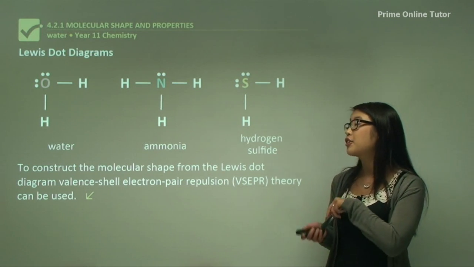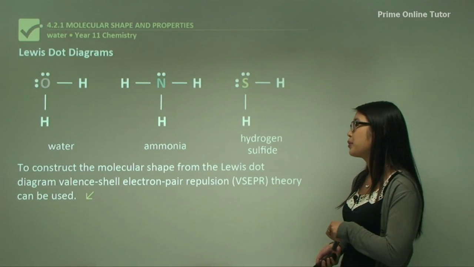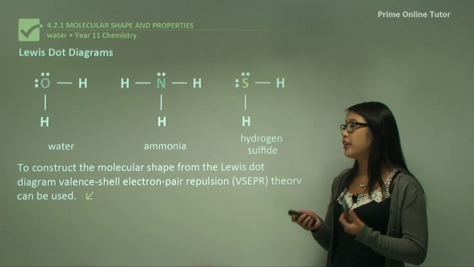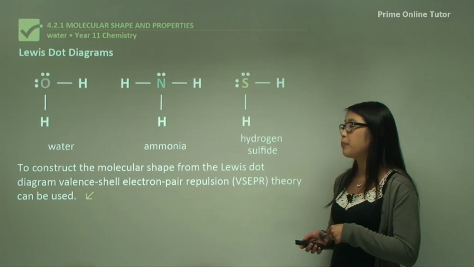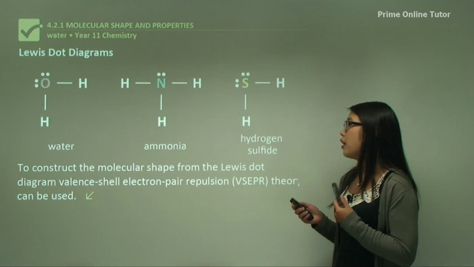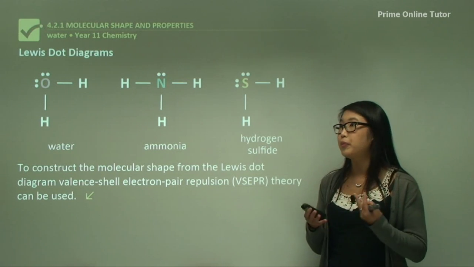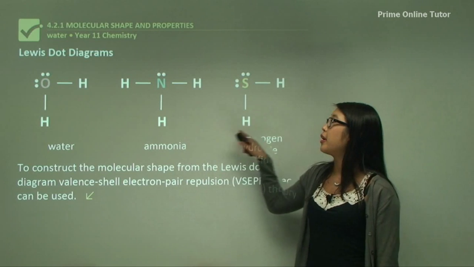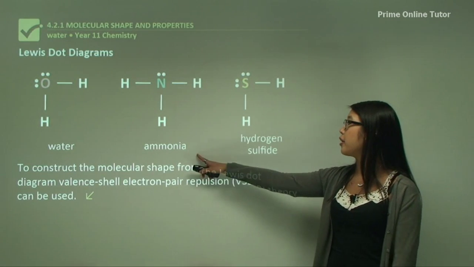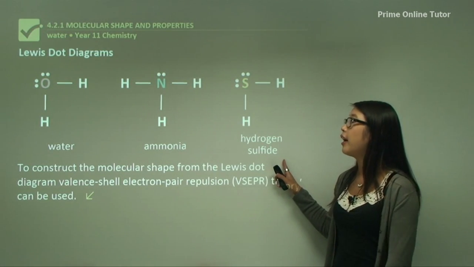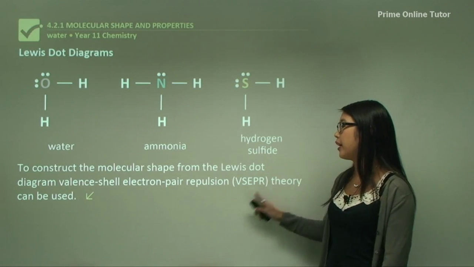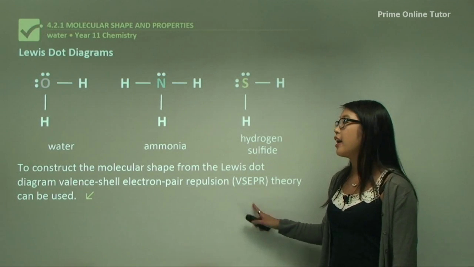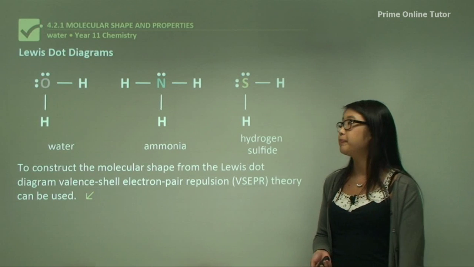So to construct the molecular shape from the Lewis dot diagram, we can then use the valence shell electron pair repulsion theory to determine its molecular shape. So these are Lewis dot diagrams of water, ammonia, and hydrogen sulfide. And using these, we can then apply the VSEPR theory to determine its shape.